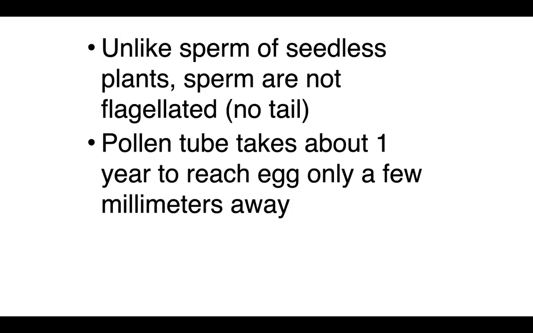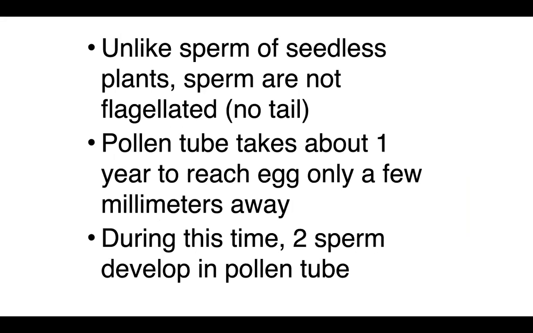Unlike the sperm of seedless plants, the sperm don't have to swim in water, so they don't have a tail. This is a huge adaptation for plants because now they don't need water to reproduce. The pollen tube takes about a year to grow to reach the egg that's only a few millimeters away. While the pollen tube is developing, 2 sperm develop inside it.